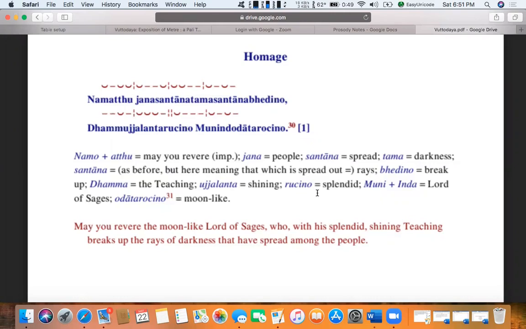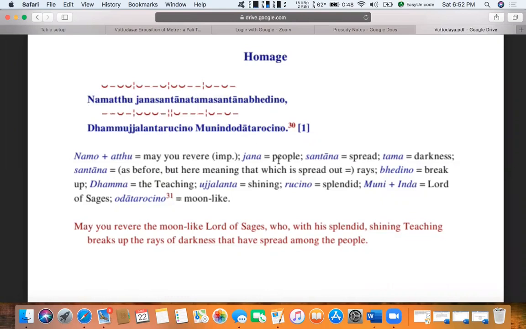So splendid shining teaching, dhammujjalanta ruchi. He who has the splendid shining teaching is called dhammujjalanta ruchi. It also refers to Lord Buddha. So as the moon has splendid shining rays, the Lord Buddha has splendid shining teaching, or splendid shining dhamma. Because of that, Lord Buddha is called dhammujjalanta ruchi. So because of these two reasons, Buddha is similar to the moon. That is why the Venerable Sangharakhita mentioned munindodata rochino, moon-like Buddha. Munindodata rochino namo atthu. May my homage be to the moon-like Lord Buddha.